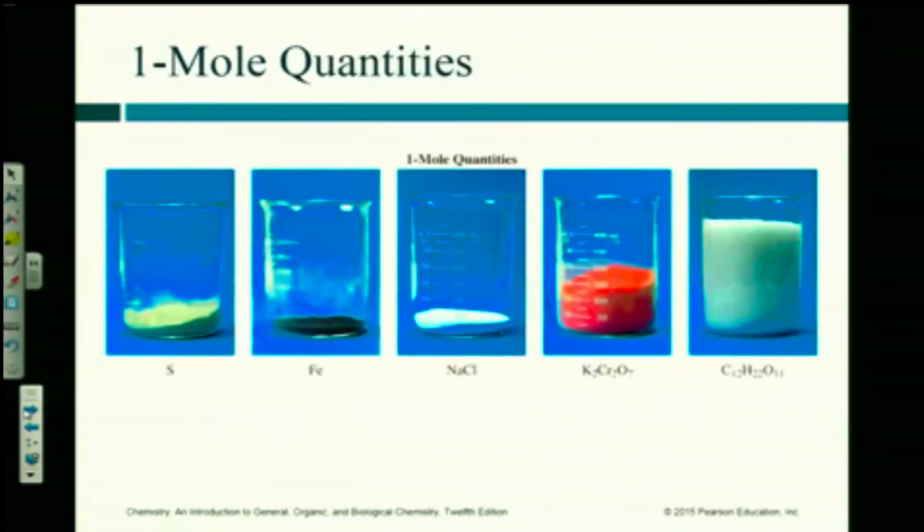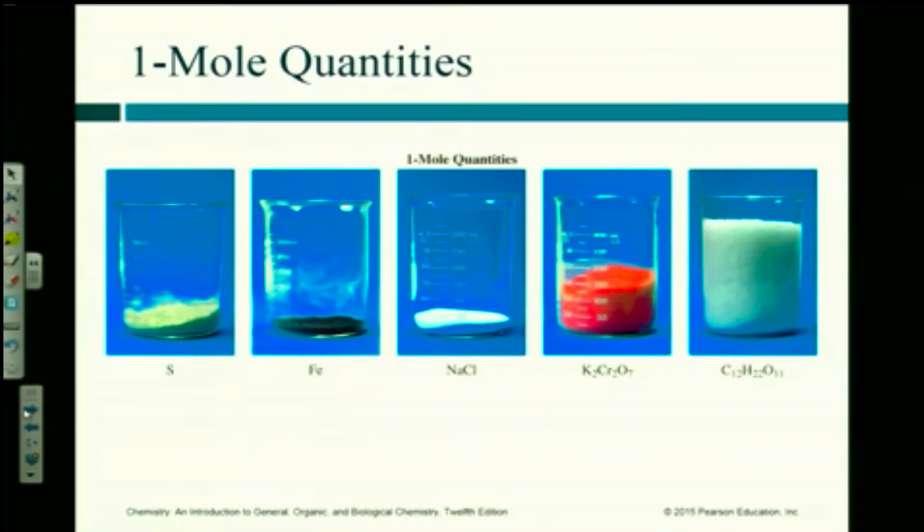Here's their example of what 1 mole is. Here's 1 mole of sulfur, iron, sodium chloride. This is something weird. This is potassium dichromate. And anybody know what this one is over here? That's sugar. That's glucose. Okay.